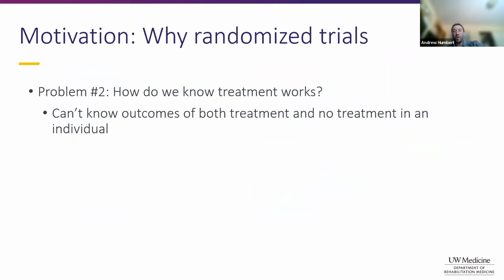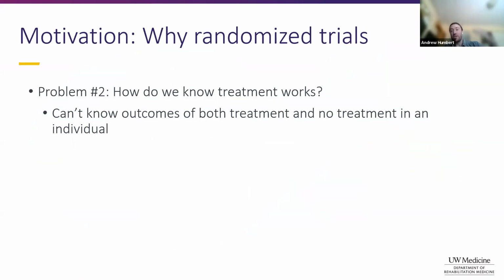Problem number two, how do we know the treatment actually works, right? In the visualization I showed previously, we just had a group getting a treatment. But based on that alone, we can't actually know the outcomes of both treatment and no treatment in that group, in that individual.